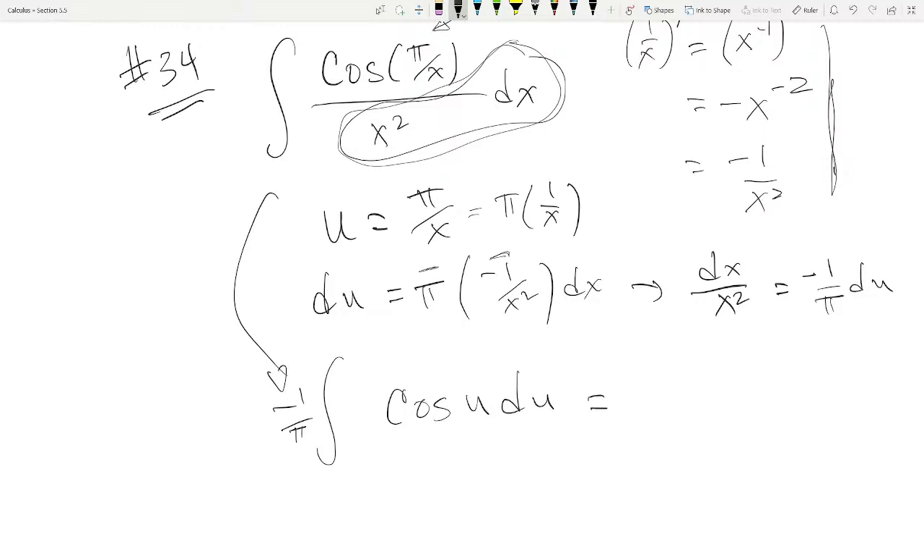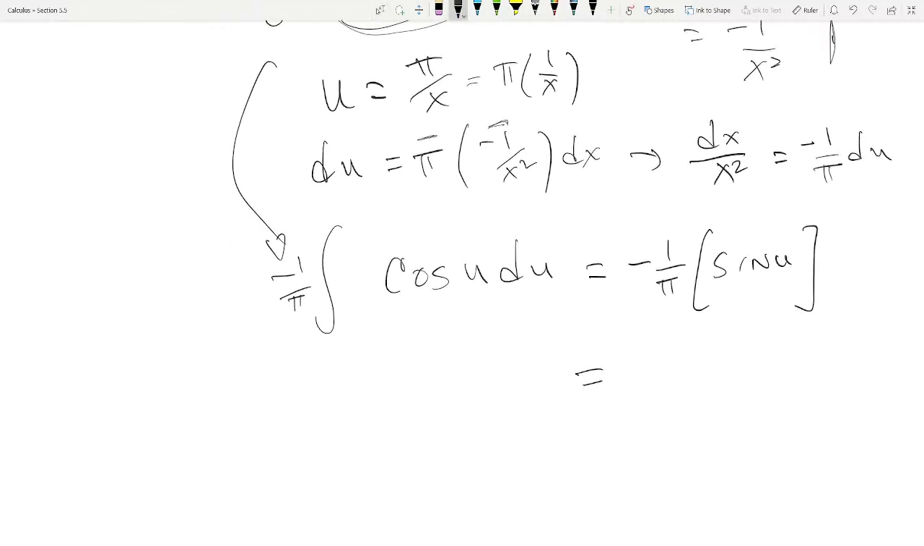The antiderivative of cosine u is sine u. And then I'll put back what u is in terms of x. U is equal to pi over x. Sine of pi over x.